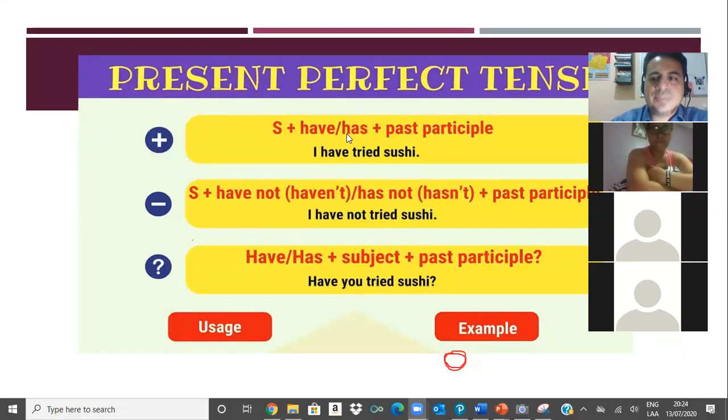Have, has, está en el present. Past participle, ya vamos a ver que es el tercer tiempo del verbo. All right, this is positive: I have tried sushi. Negative: I have not tried sushi. Questions. How do I do questions?